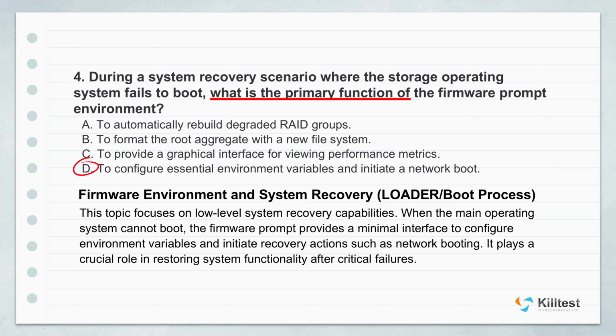And option B, formatting the root aggregate. Doing that from a low-level firmware prompt would be incredibly dangerous. Right. It doesn't have the high-level file system awareness to do that safely. You'd likely destroy your own data. And option C just makes me laugh. A graphical interface for performance metrics. If your OS won't even boot, you certainly don't have a GUI, and the system isn't performing well enough to generate any metrics anyway. Exactly. No GUI in the life raft.